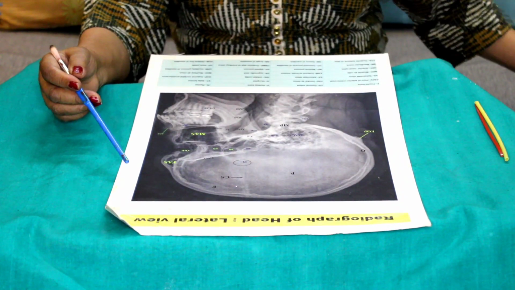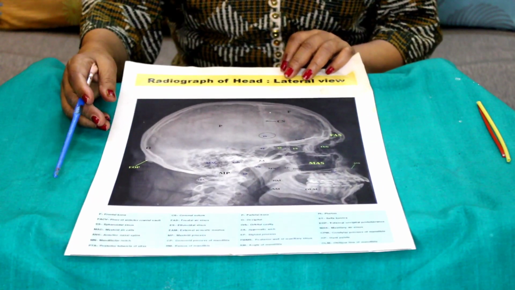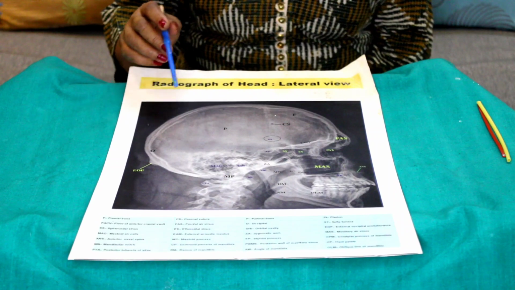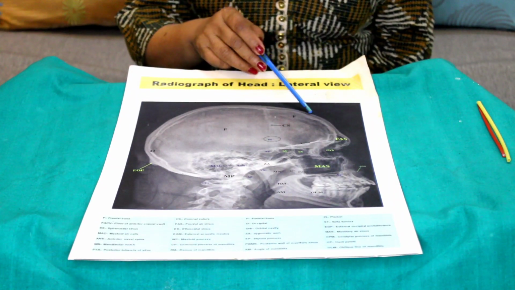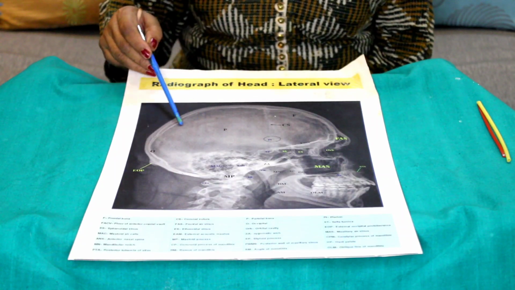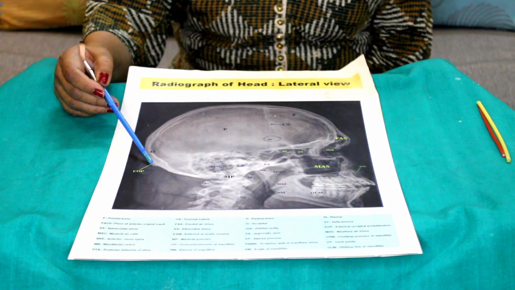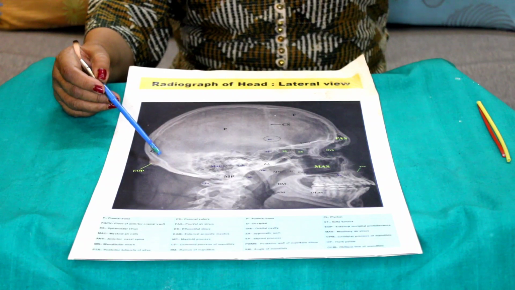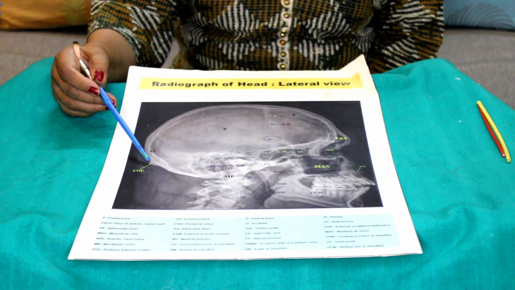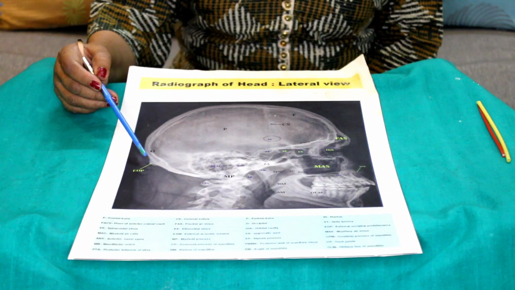Next view of the skull, I will show you. This is the lateral view of the skull, very important in the examination. In the lateral view you will see the outer part. This is the outer table, this is the inner table of the bone. Here this is the inner table, this is the outer table. This is the external occipital protuberance which you can feel here.